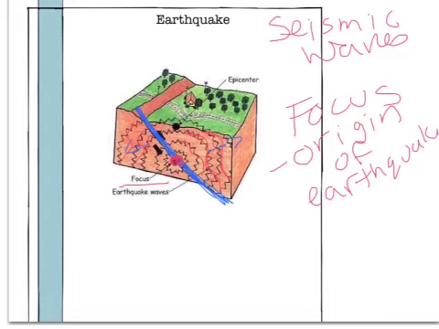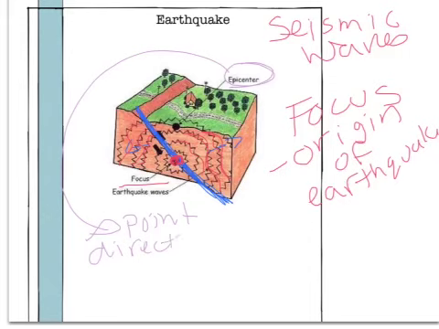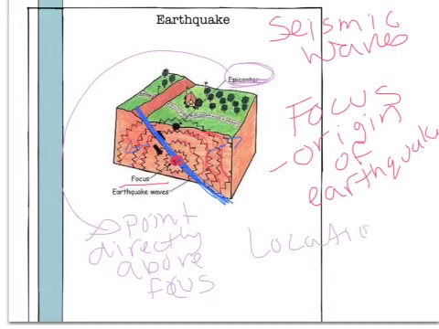Your epicenter, which is this part right here in purple, is exactly the point directly above the focus. So it's basically what we can see on the Earth's surface. So when we're trying to figure out the location of an earthquake, we usually try to find where the epicenter is. We don't really try to focus on the focus because it's underneath the surface. We try to find the epicenter.